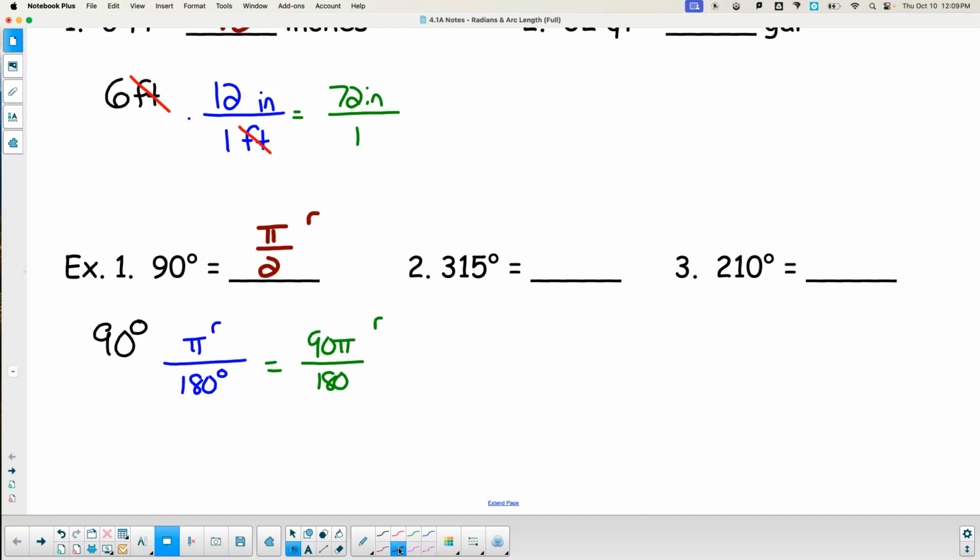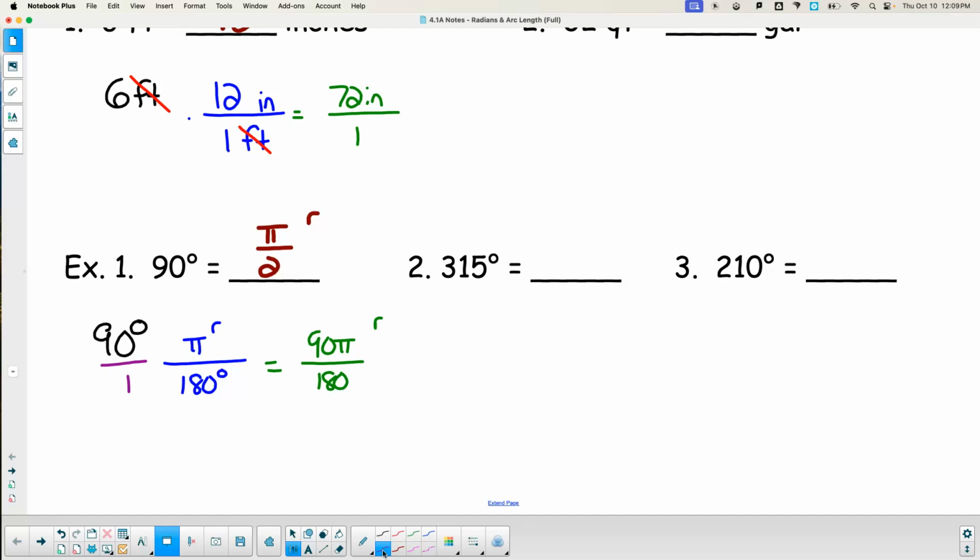Questions, comments, concerns, clarifications? Why do you put the 90 by pi? Because this is like 90 over 1. And when we multiply fractions, we multiply across. Good question.